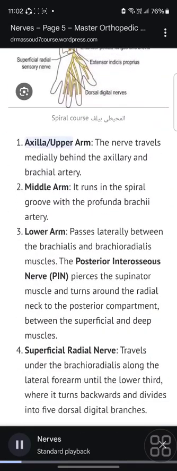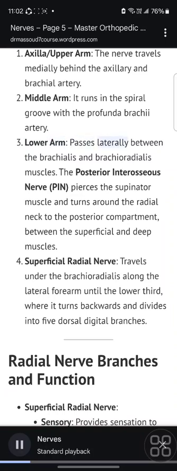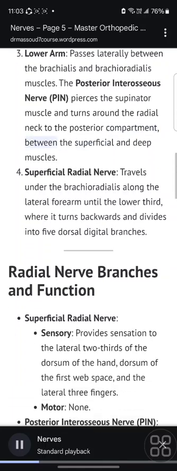1. Axilla, upper arm. The nerve travels medially behind the axillary and brachial artery. 2. Middle arm. It runs in the spiral groove with the profunda brachii artery. 3. Lower arm. Passes laterally between the brachialis and brachioradialis muscles. The posterior interosseous nerve, PIN, pierces the supinator muscle and turns around the radial neck to the posterior compartment, between the superficial and deep muscles.